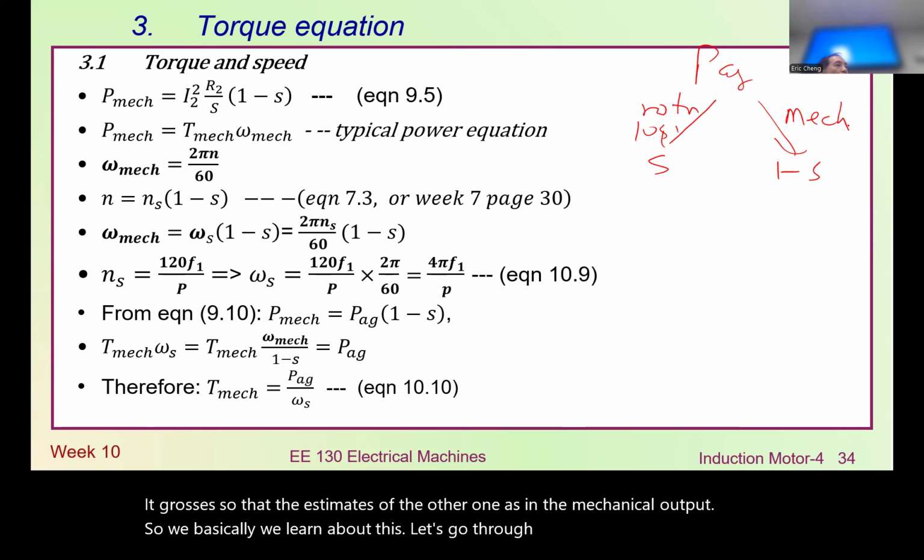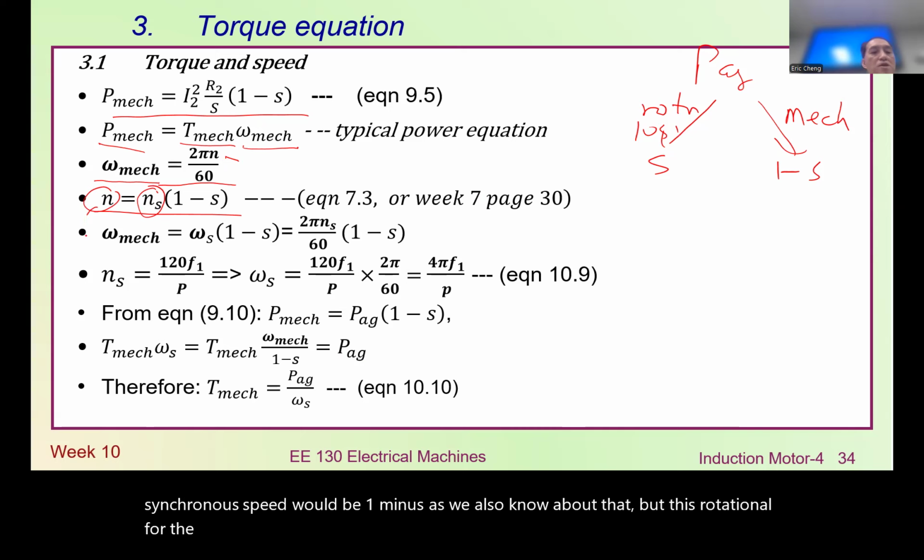we can use the RPM, we can also relate to that. And then we also know that the rotational speed, relative to the synchronous speed, would be the 1 minus s ratio. We also know about that. But this rotational speed in RPM, we can convert into radian per second, becoming this formulation.